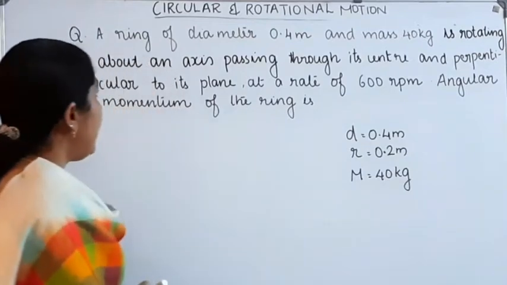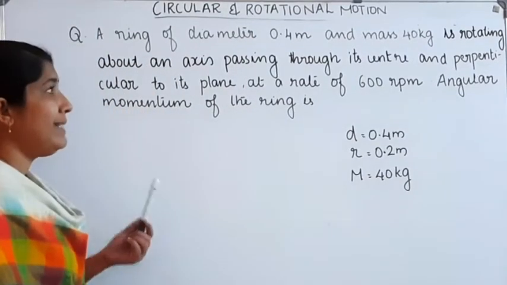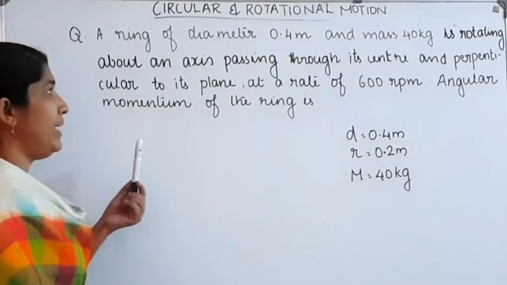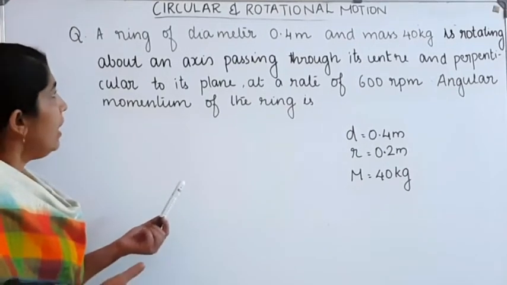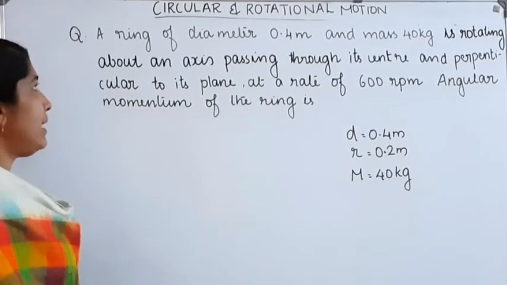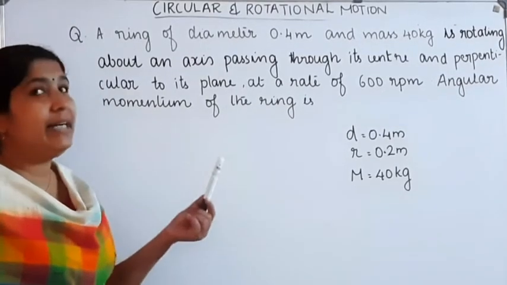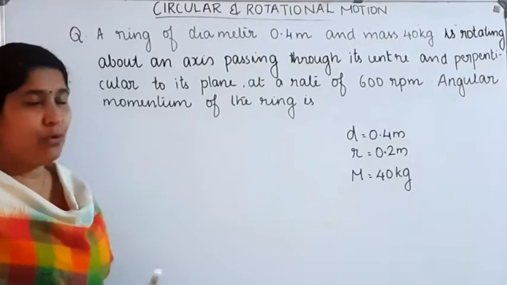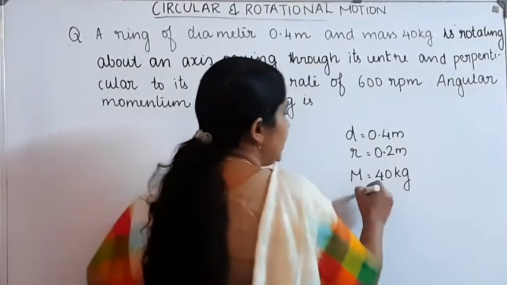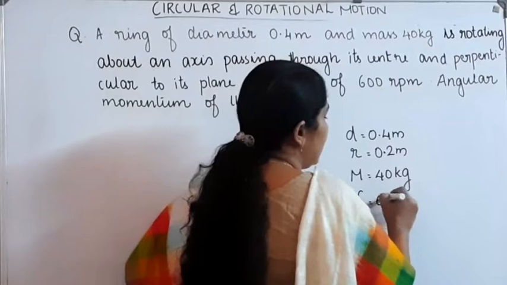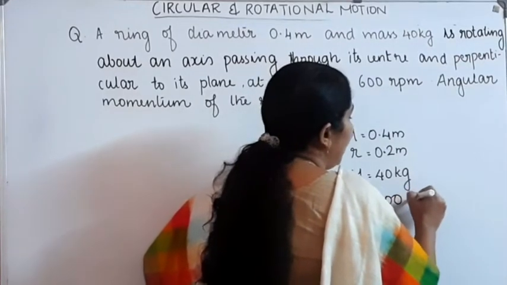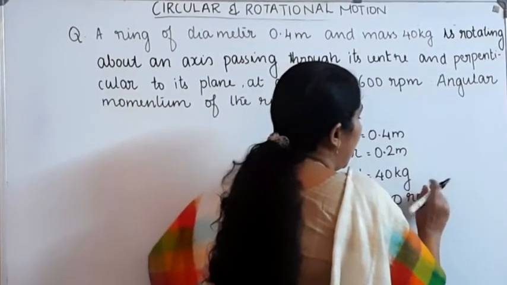The ring is rotating about an axis passing through its center and perpendicular to its plane at a rate of 600 rpm. 600 rpm means the frequency is given. Frequency f is equal to 600 rpm. We want to convert it into rps.